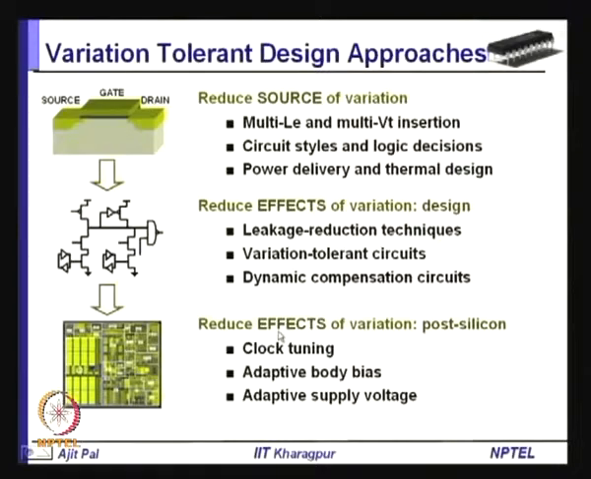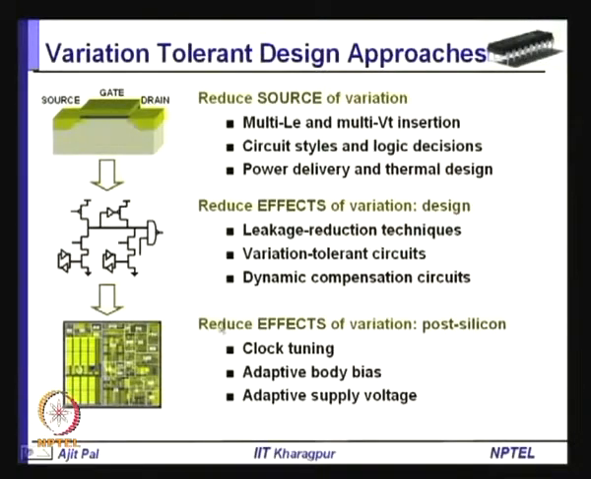So, what has to be done? We have to go for variation tolerant design approaches. That means variation will take place, and we have to design in such a way that the circuit is tolerant to the variations. How can it be done? There are three basic approaches. First one is to reduce the source of variation. Essentially, prevention is better than cure, so you would like to prevent the source of variation.